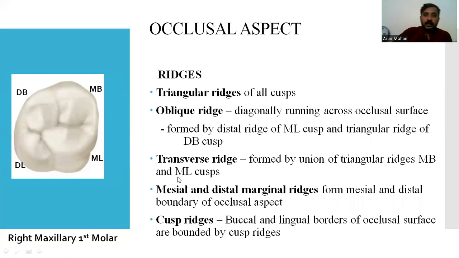The ridges present in the occlusal aspect involve triangular ridges, which extend from the cuspal tip to the center of the tooth. Associated with all the primary cusps, there will be triangular ridges.